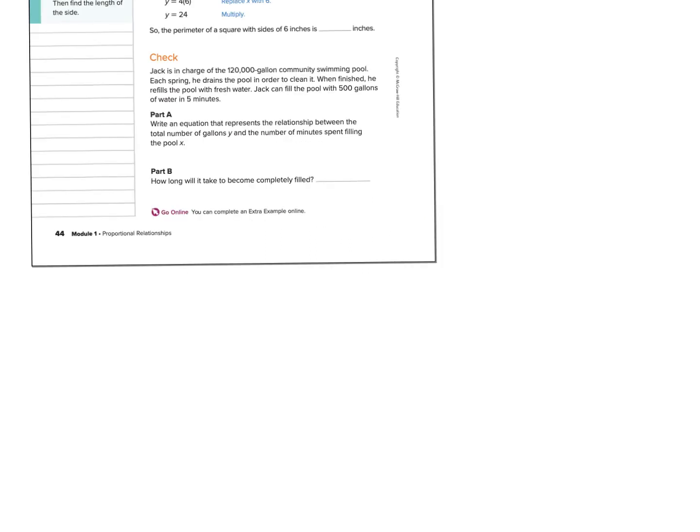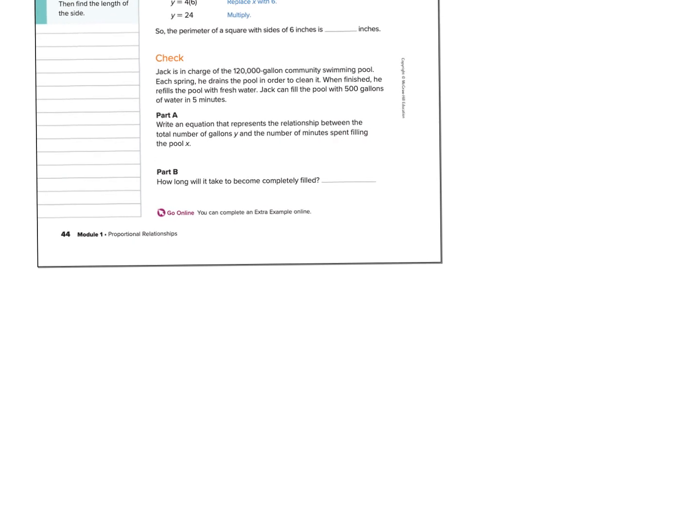All right, let's try another one. It says Jack is in charge of the 120,000 gallon community swimming pool. Each spring, he drains the pool in order to clean it. When finished, he refills it with fresh water. He can fill the pool with 500 gallons of water in 5 minutes. It says, can you write an equation that represents the relationship between the total number of gallons, y, and the number of minutes spent filling, which is x. And so it tells you what the x and the y stand for, which is nice.